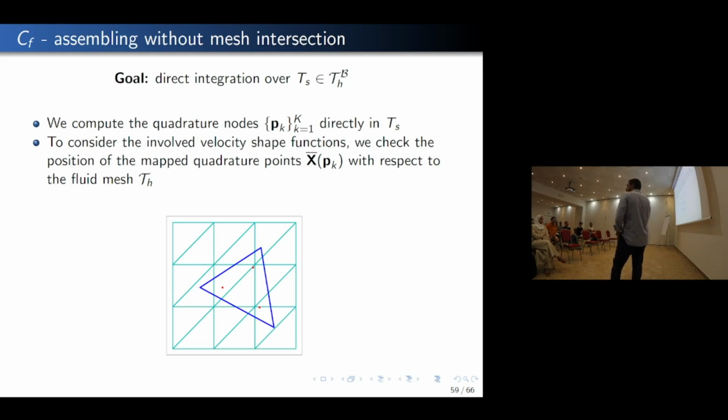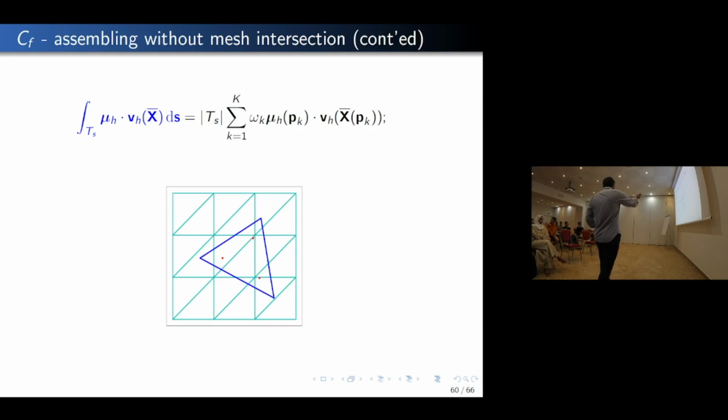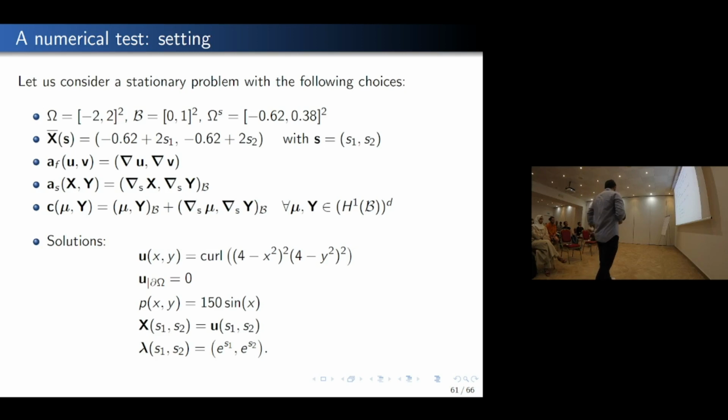Obviously the approach with the intersection is costly with respect to this one, because the intersection part is the costly part. So basically the integral over Ts is simply the quadrature rule applied to the points we just computed, without any other computations. Now I'll show you a numerical test for comparing these two approaches.